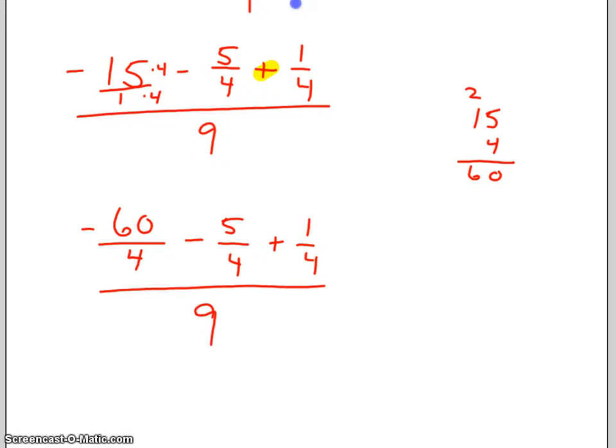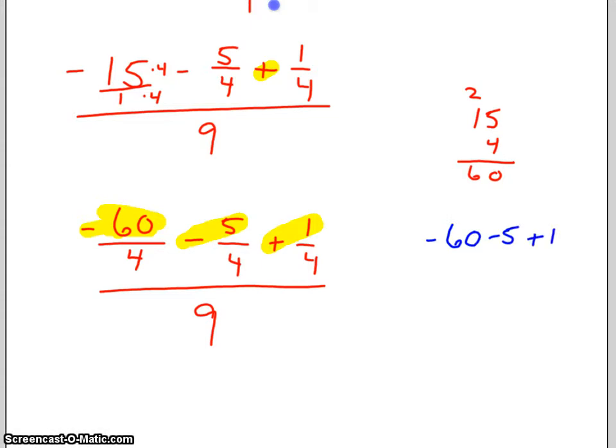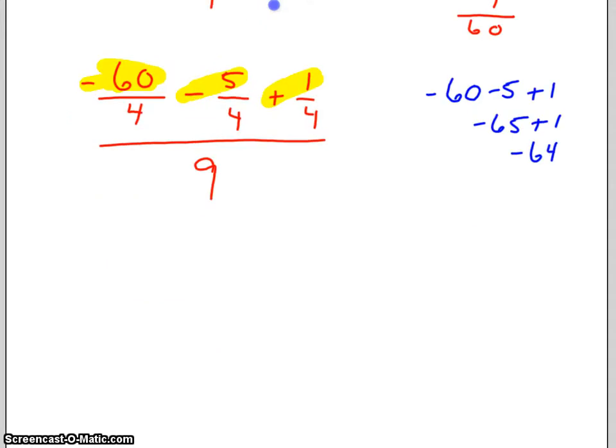Now, negative 60 minus 5. So now we're just going to work with the numerators here. So negative 60, let's include that negative, minus 5, and then plus 1. So now over here, negative 60 minus 5 and plus 1, that's negative 65, plus 1, that's negative 64. So now we have negative 64 fourths over 9.